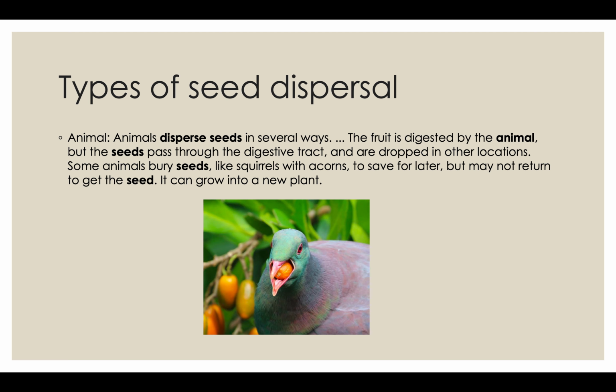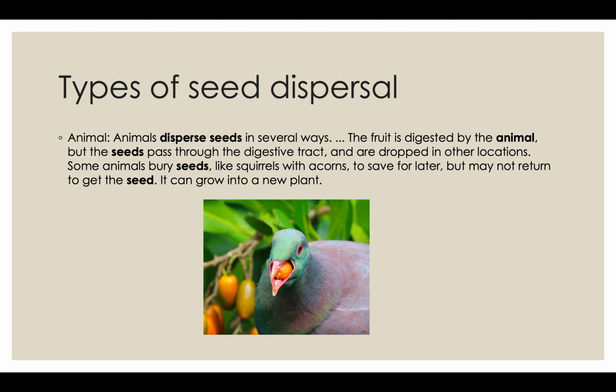Another type of seed dispersal is through animals. Okay, so animals disperse seeds in several ways. The fruit is digested by the animal, but the seeds pass through the digestive tract and are dropped in other locations. When animals eat fruits or anything that contains seeds, it digests, and then after a couple hours they need to let it out. They can travel a very long way and eventually let it out, and that is how they spread it. Or some animals bury seeds, like how squirrels bury acorns to save for later, but may not return to get the seed, so it can grow into a plant eventually.